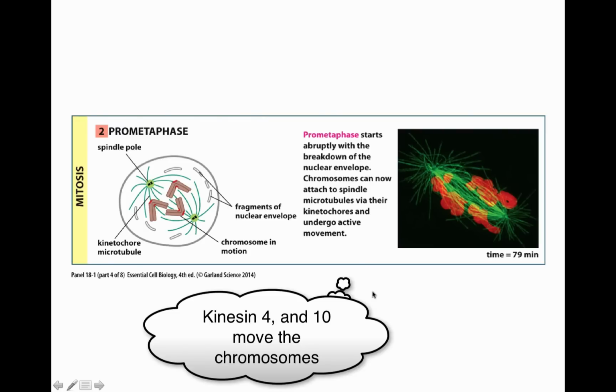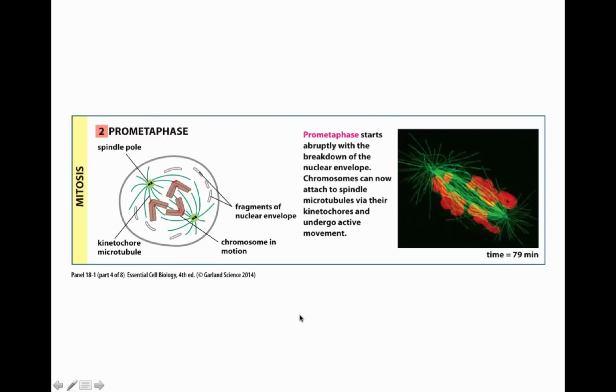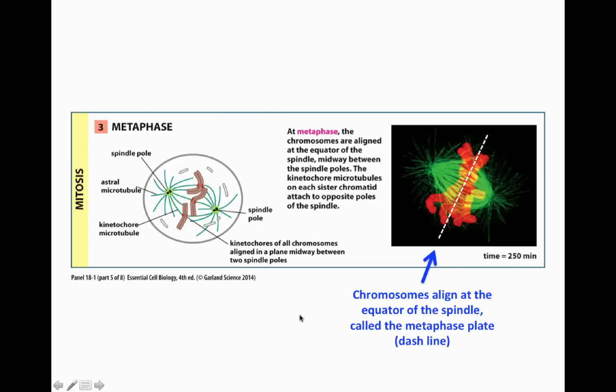At this point is when motor proteins in the microtubules will begin to move the chromosomes to the metaphase plate, the center of the cell division, and that is the process of metaphase. In metaphase, the chromosomes are going to be aligned in this imaginary plane, which is the equator of the spindle, and that's the metaphase plate.